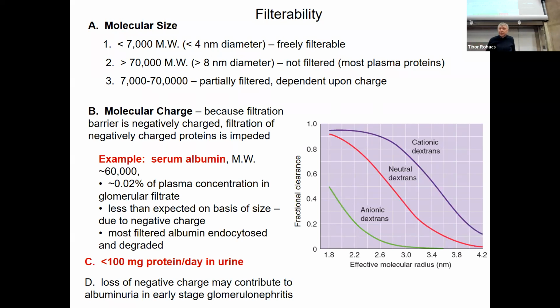And basically, this negative charge prevents it from filtering, essentially, other than to a very, very small extent. And even that very small amount that is filtered is usually endocytosed. So we normally don't really have proteins in our urine. So on any urinary dipstick, if there's protein in your urine, that means there's something wrong with your kidneys.